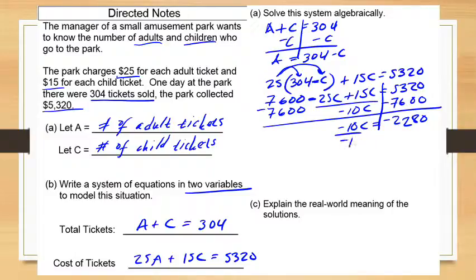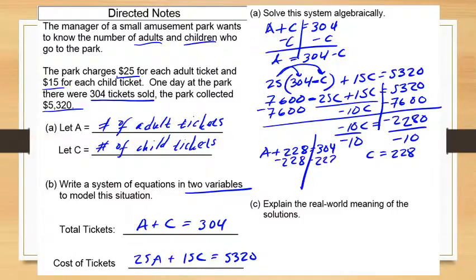I'm going to divide both sides by negative 10. And so I have C equals 228. So that is what I think the number of child tickets is. And so now I'm going to plug in that value so I can figure out the number of adult tickets. So A plus C equals 304. So A plus 228 equals 304. I'm going to subtract 228 from each side. So I get A equals 76.